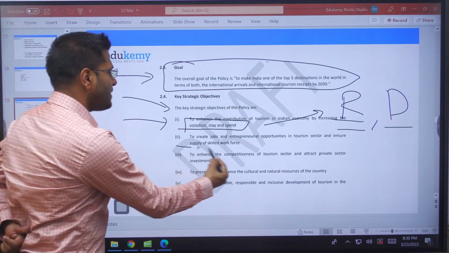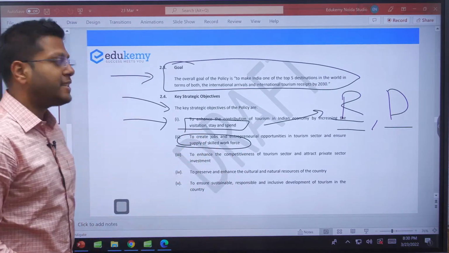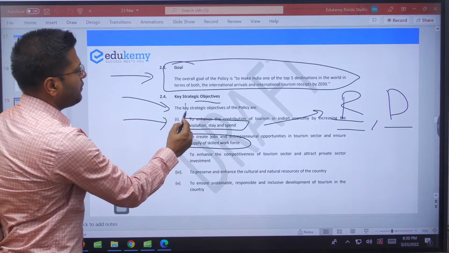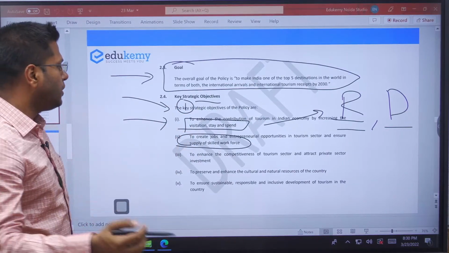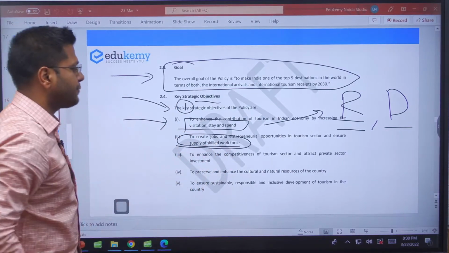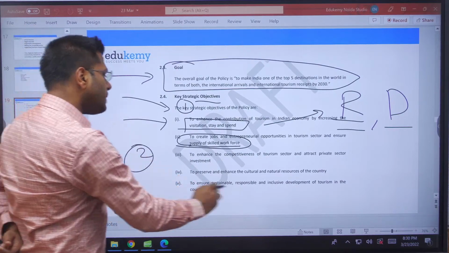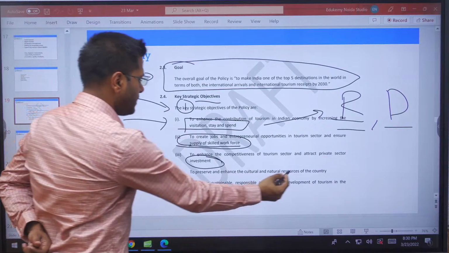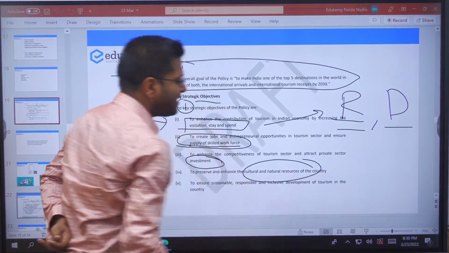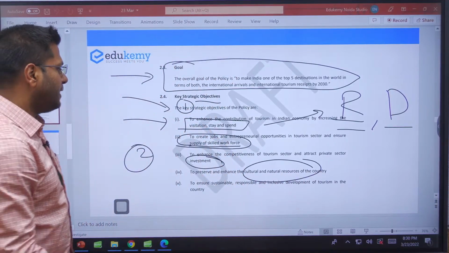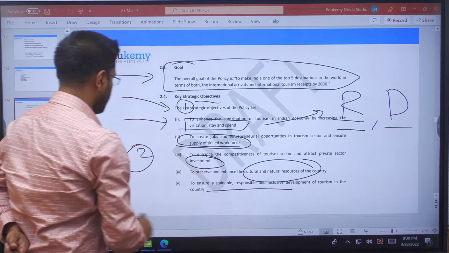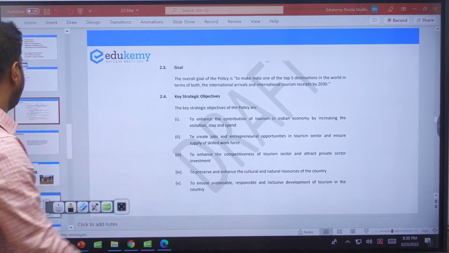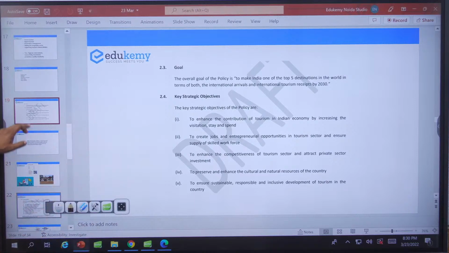It also increases the supply of skilled workforce. This has been the objective. One objective is to make people spend more money. Second, supply of skilled workforce. The third one is attract investment, international or domestic investment. The fourth is preserve and showcase the natural and cultural history of the country. And the fifth one is sustainable, responsible, inclusive development, which comes to green development. These are the key objectives of the policy.